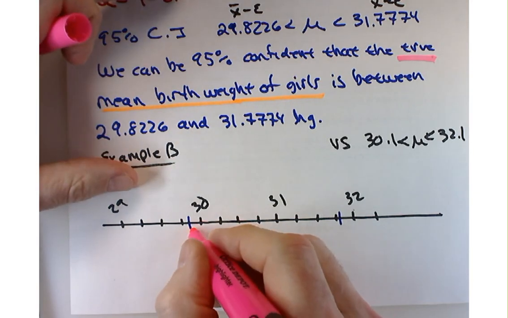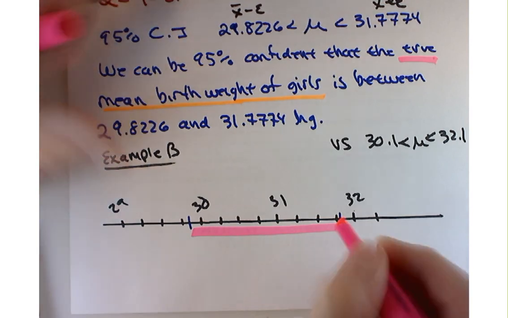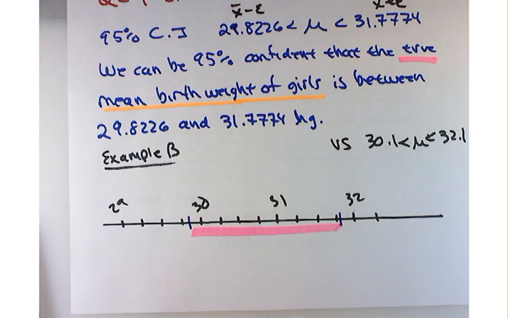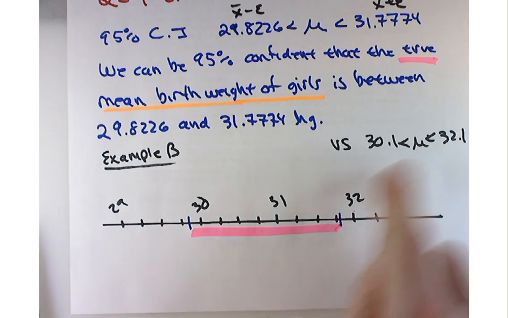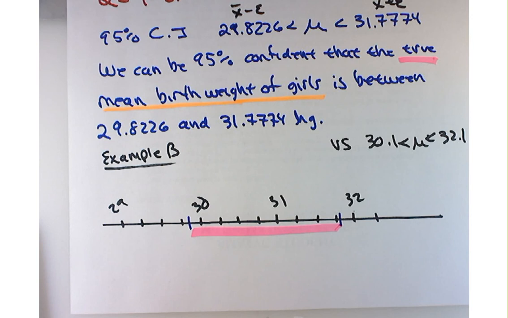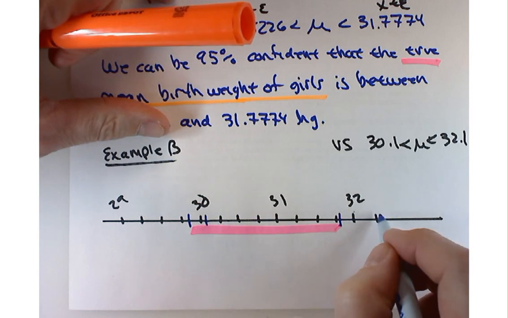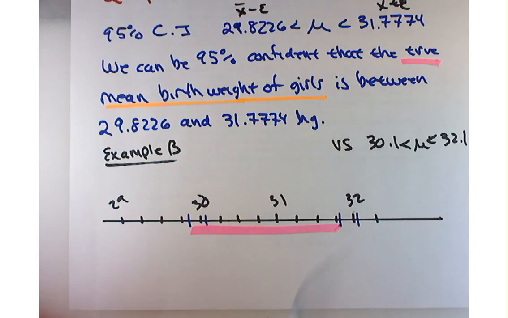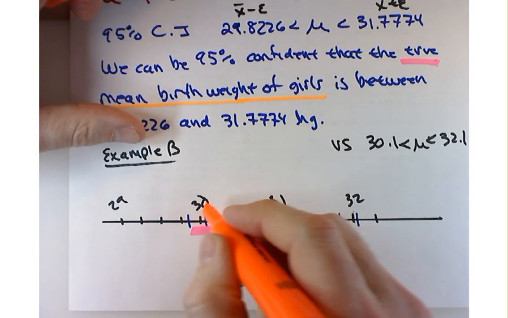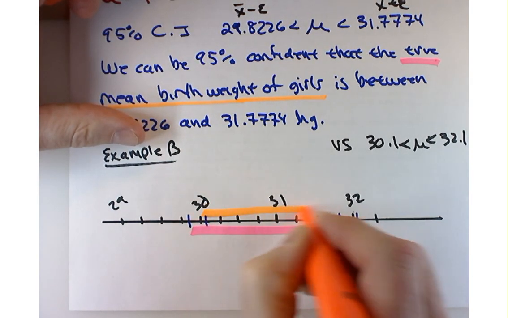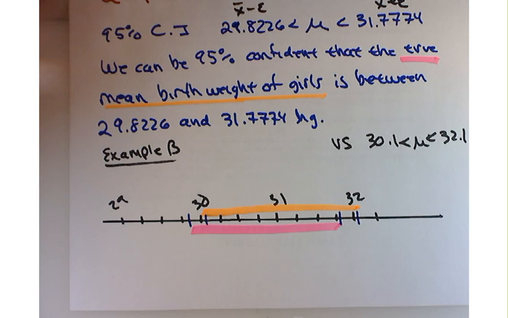So it's between these two. Our second confidence interval was between 30.1 and 32.1. So let's put those numbers down. 30.1, that's going to be pretty close to here, and 32.1 here. Nice.